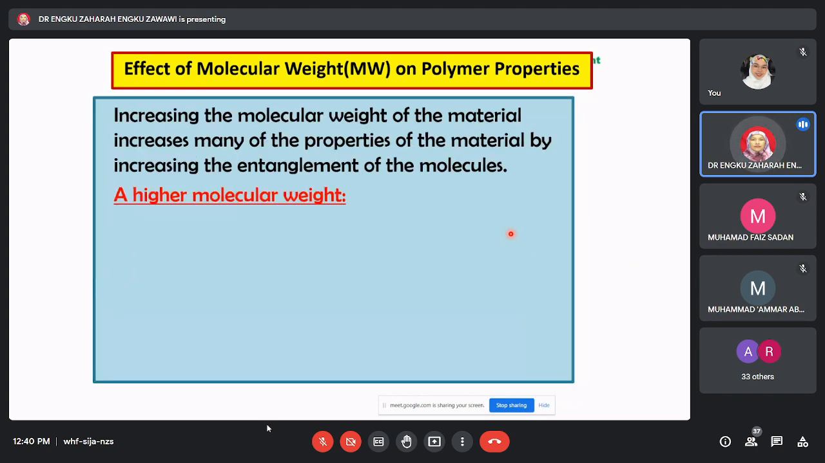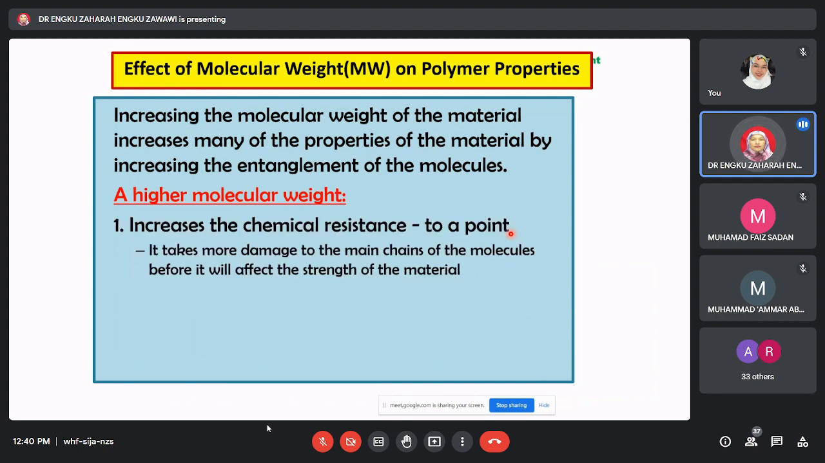Okay, so increasing the molecular weight of material akan increases many of the properties of the material by increasing the entanglement of the molecules. So a higher molecular weight akan increases the chemical resistance. So lagi better dia punya resistance towards chemical attack. So it takes more damage to the main chain of the molecule before it will affect the strength of the material. Kalau dia rantai dia panjang.